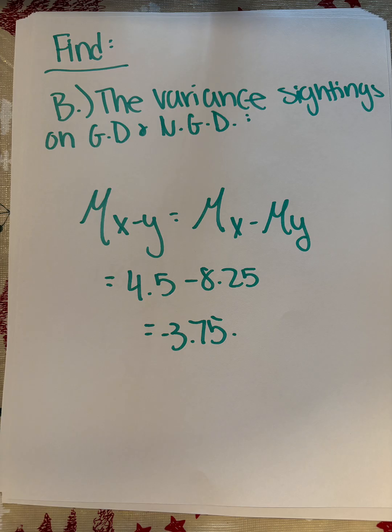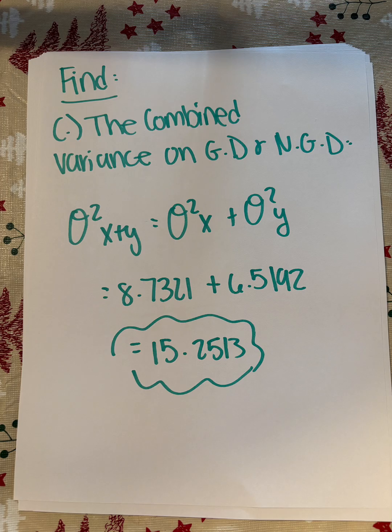So, for the difference in sightings of game day and non-game day, we use the formula μX minus Y, which is μX minus μY, and then that's going to give us negative 3.75. Alright, now to find the combined variance on game day and non-game day, we're going to use the formula σ² of X plus Y, which equals σ²X plus σ²Y, and that's going to give us 15.2513.